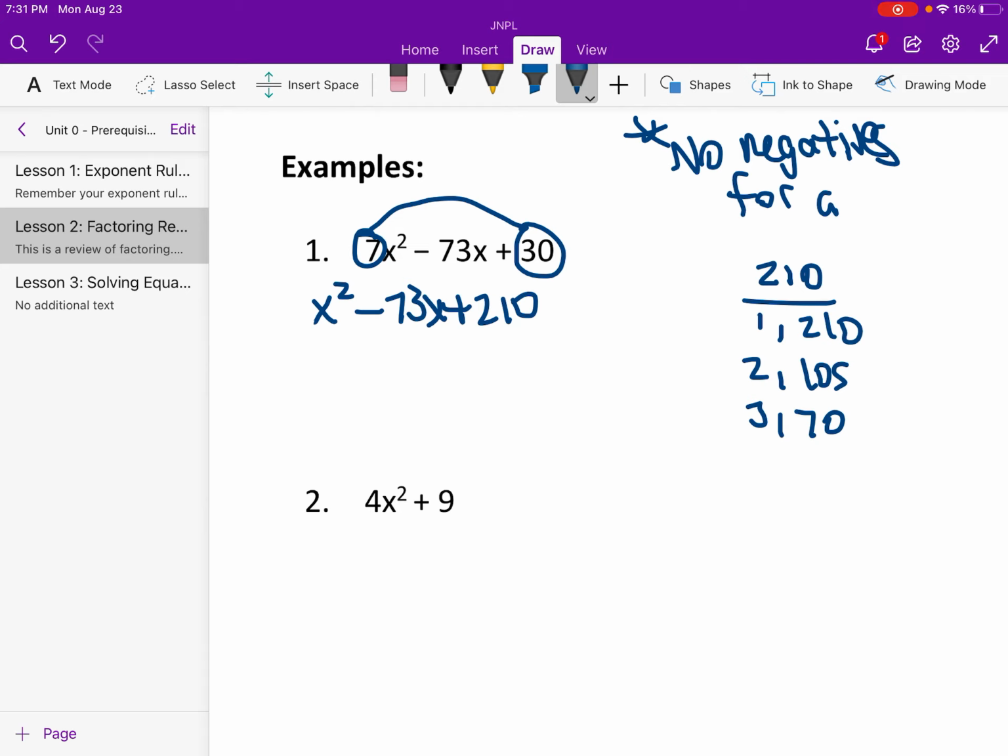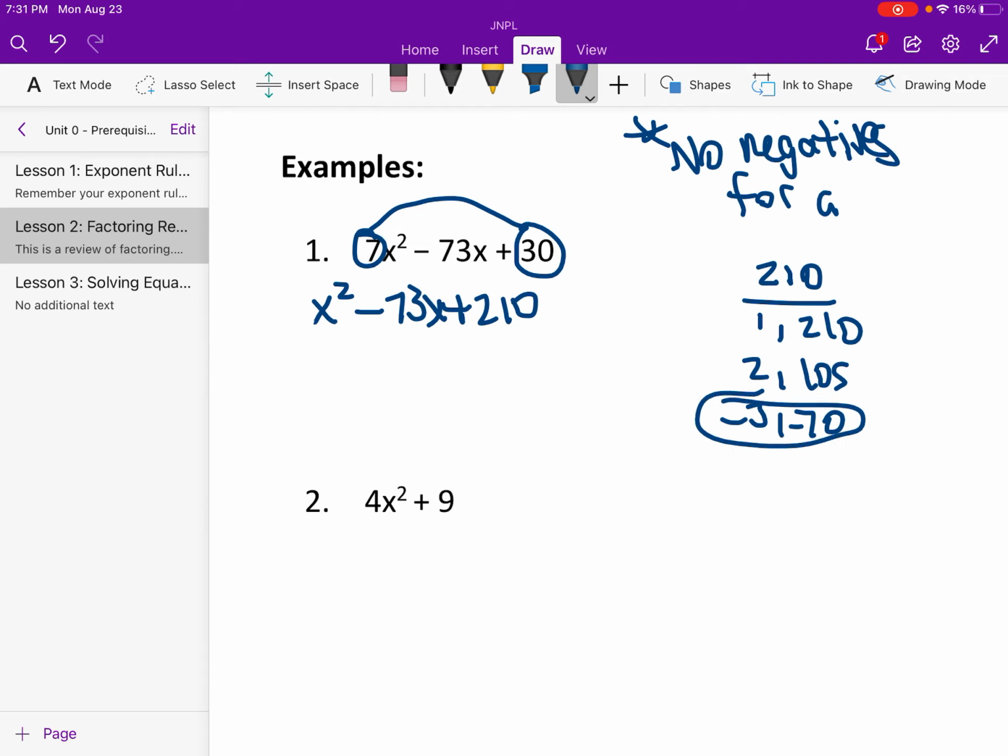Since we need the sum to be negative but the product to be positive, we'll make them both negative. Negative 3 minus 70 would be negative 73, and negative 3 times negative 70 is positive 210. So those are our factors. That's how you do it. You just find the right factor.